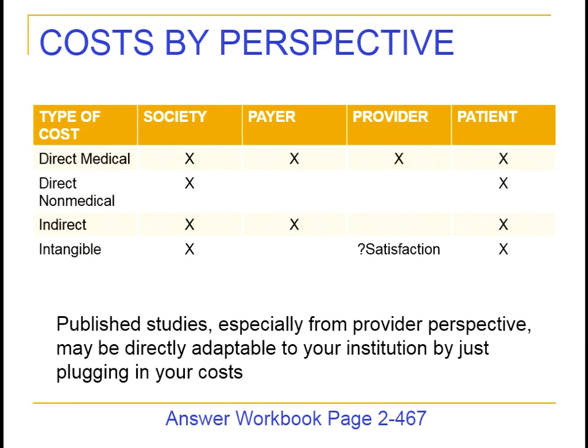Published studies, especially from the provider perspective, may be directly adaptable to your institution just by plugging your costs into their transparent program. However, if it is a foreign study, the differences in healthcare systems may not allow you to do this.